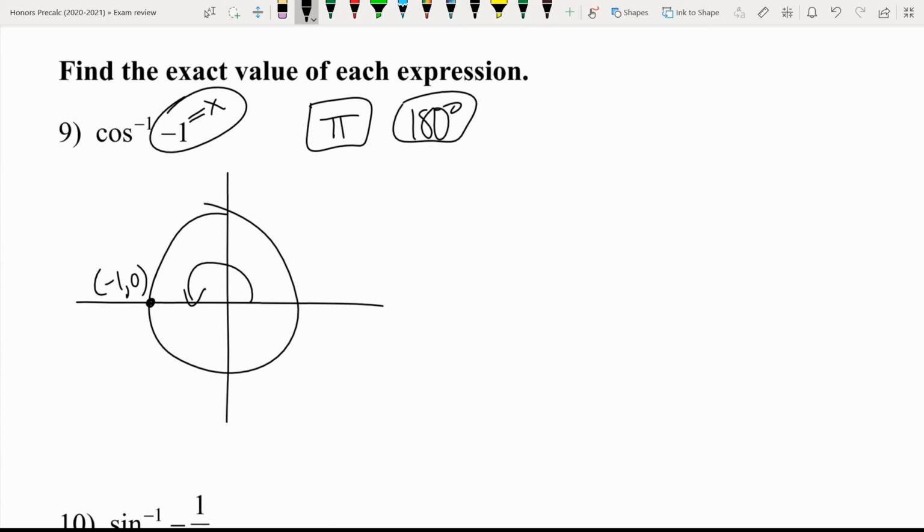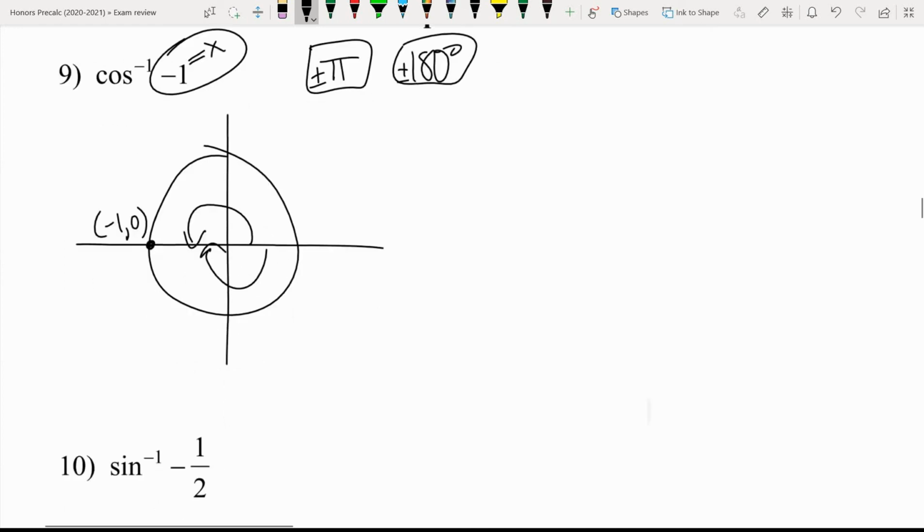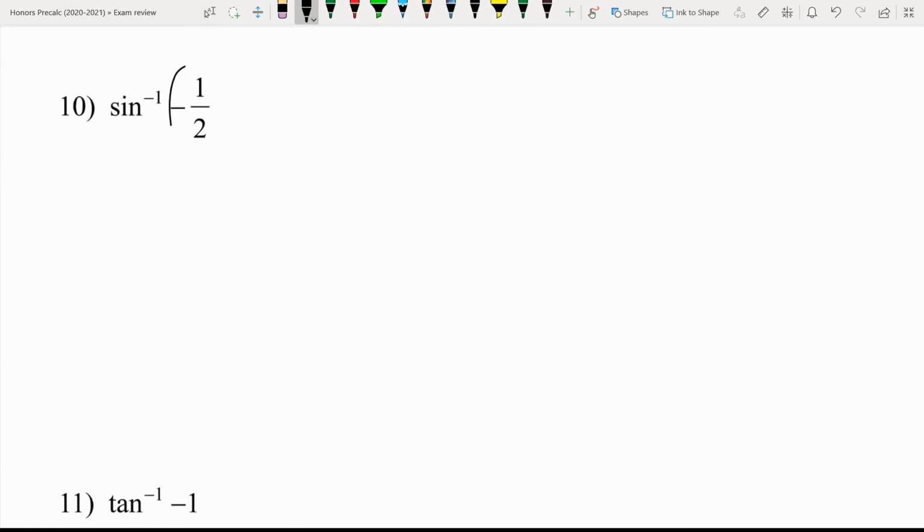I didn't say whether you had to do it in radians or degrees. Technically, you could also say negative pi or negative 180 if you wanted. So you could have had any one of those and I would have accepted it. Sine -1/2, so we're dealing with the y value of -1/2.